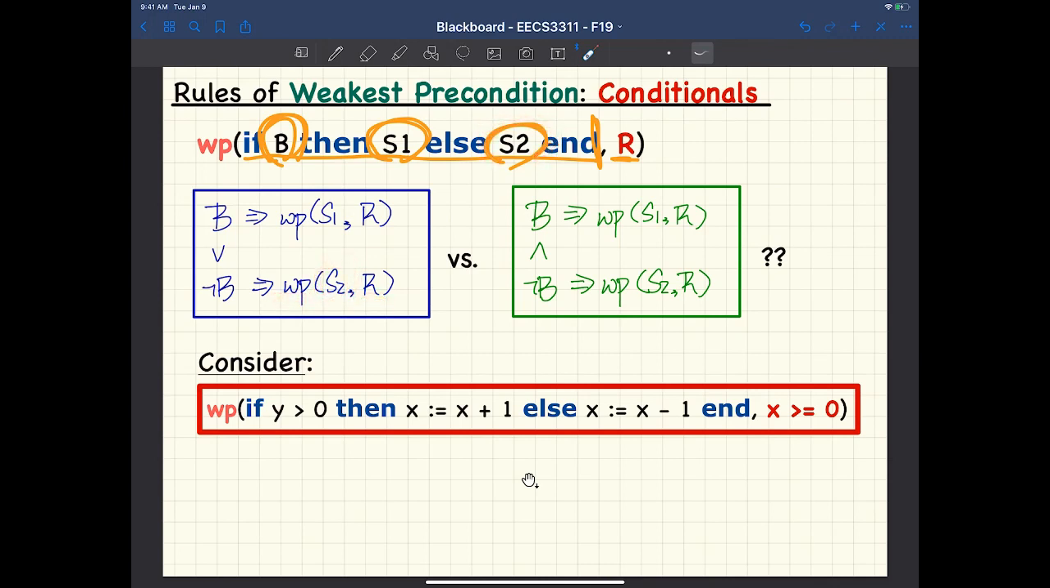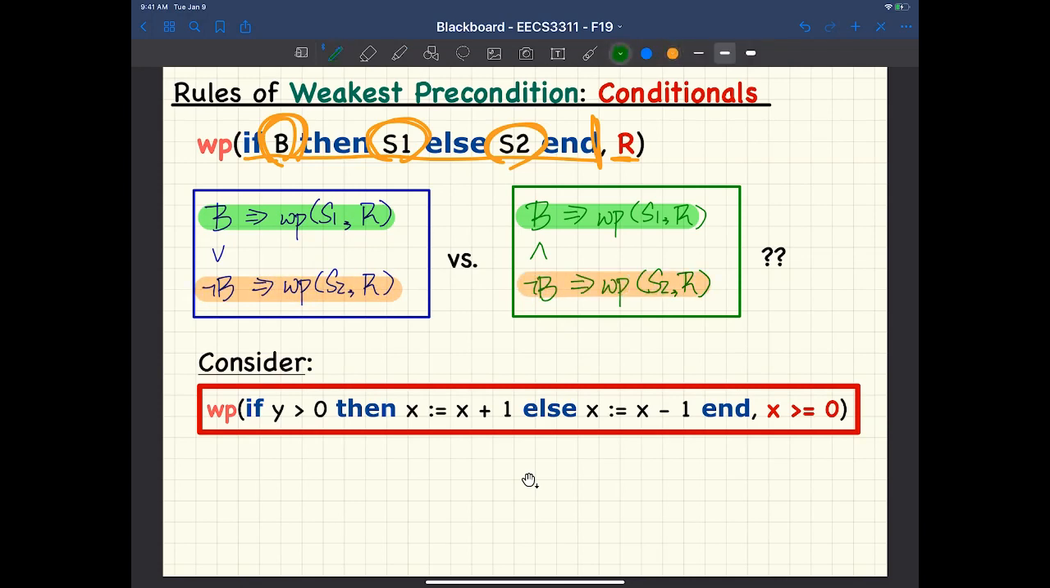We know that this WP is only relevant when the branching condition B is true. So we say B implies this. We say that this WP using S2 is only relevant when B is false. So that's why I say not B. Okay? Now here's my question for you. This is the first one and identical here. This is the second one and identical over here.